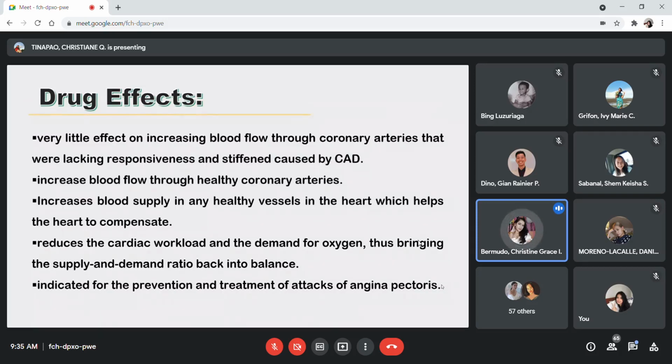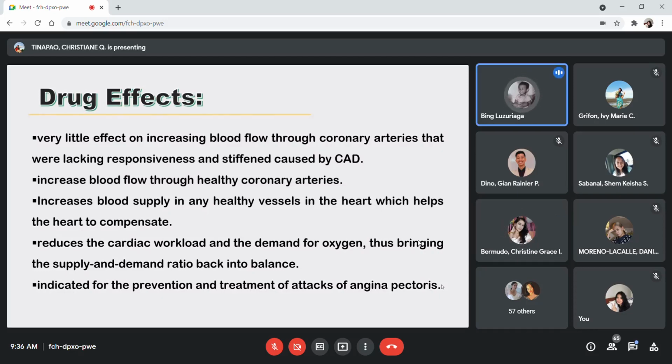Now let's move on to the drug effects of nitrates. Because coronary artery stiffening and lack of responsiveness are caused by coronary artery disease, nitrates are unlikely to increase blood flow via these arteries. They do, however, improve blood flow in healthy coronary arteries. As a result, blood flow via any healthy vessels in the heart increases, potentially assisting the heart in compensating. The predominant effect of nitrates, on the other hand, appears to be related to the resulting drop in blood pressure.